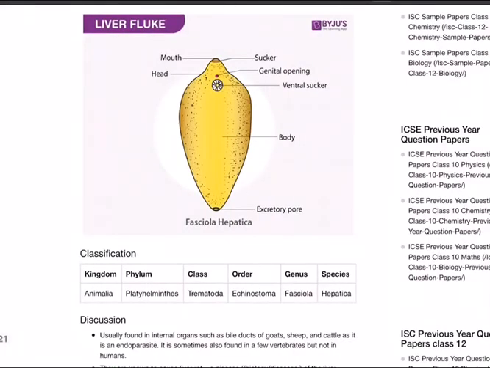Then we come to the third one, liver fluke, Fasciola. The moment the specimen is given, first identify that the given specimen is liver fluke. Draw the diagram, and while drawing, draw a beautiful diagram. Show the mouth, suckers, head region, genital opening, ventral sucker, body, excretory pore. So you must draw the diagram. Once you draw, identification is over, diagram is drawn, now come to classification.